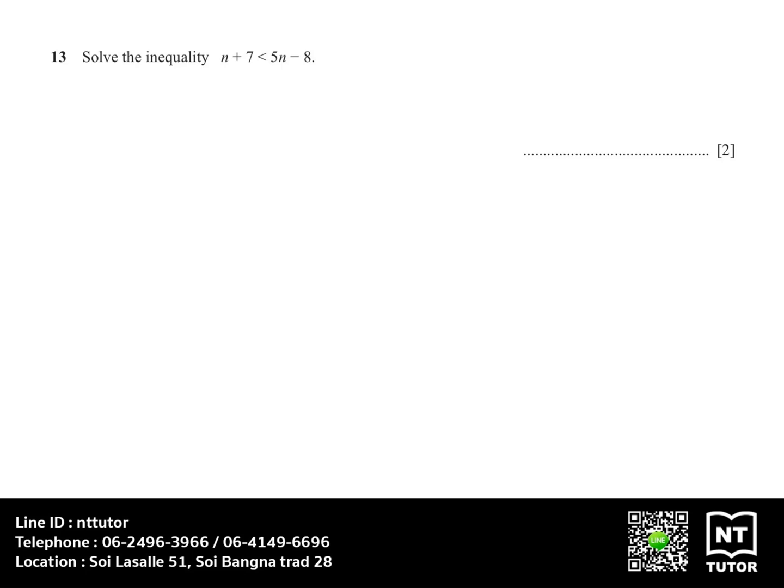Solve the inequality n plus 7 is less than 5n minus 8. To solve an inequality, we can just treat it like an equal sign and rearrange it so that n is the subject. However, we can never flip the side of this sign. We will leave it as it is.